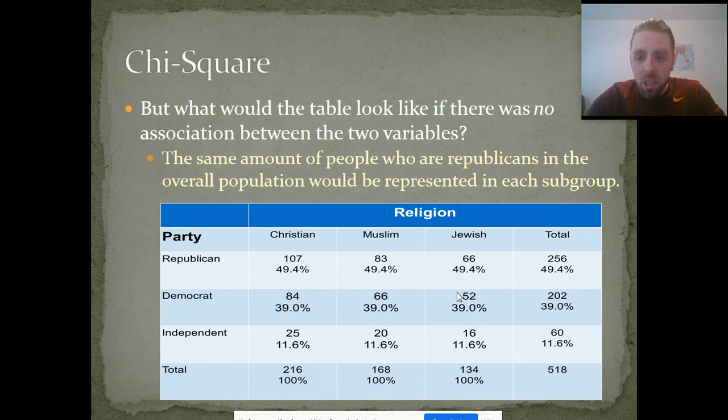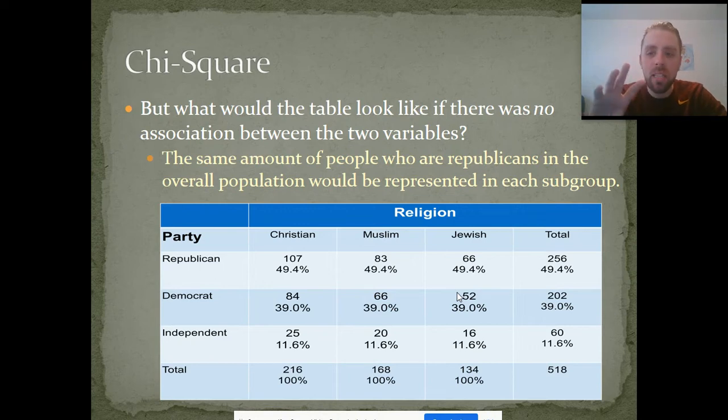In this type of situation, the percentage of Republicans in the overall population mirrors the percentage of Republicans in each subpopulation. And the same thing's happening with Democrats. The same thing is happening with independents. So if the exact same proportion of Christians, Muslims, and Jews are Democrat, as we observe in the overall population, there is absolutely no effect of the religious affiliation variable because the same thing is observed within the subgroup.